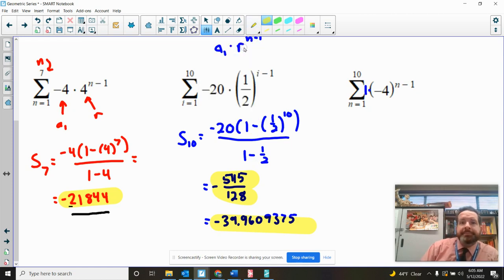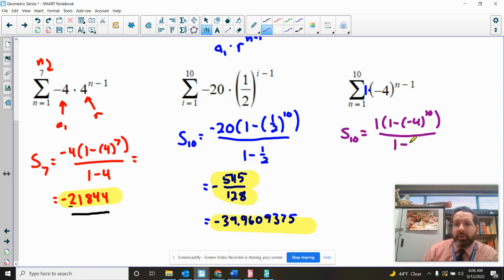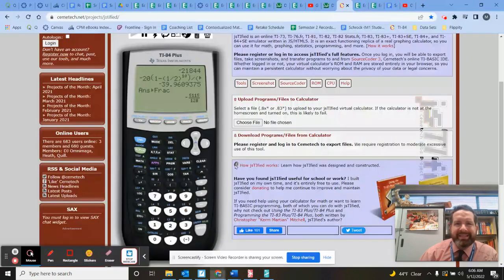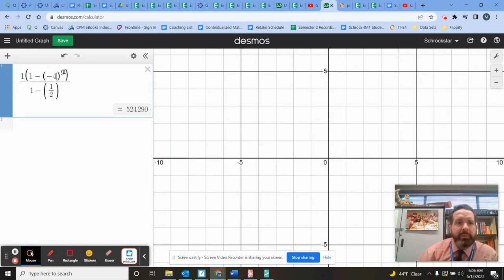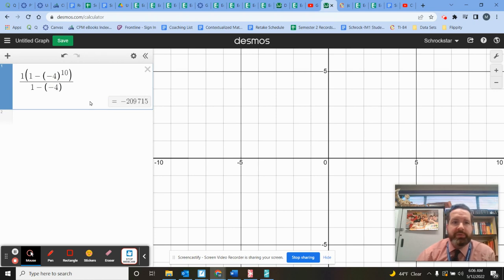And lastly, with this final summation notation, let's see what we got. It's 10 terms. The first term, now there was no number written in front as the multiplier. That means we need to know it was a 1. 1 minus the common ratio, that's the number that has the exponent on it, to the power of 10 over 1 minus that common ratio. I'm going to hop back over to I think Desmos for this one. My first term was 1. Change that common ratio to a -4. The number of terms to a 10. And down below, also that common ratio to a -4.